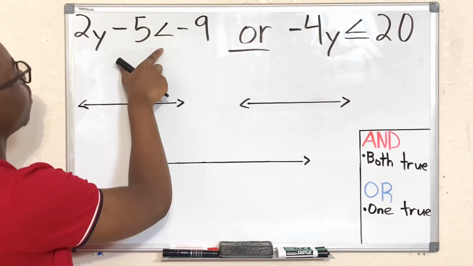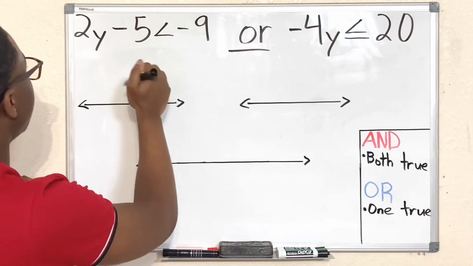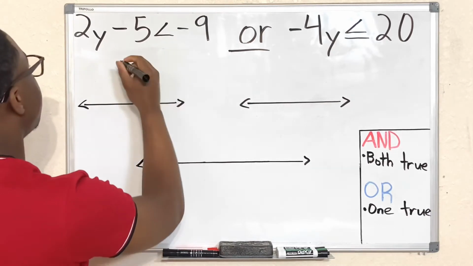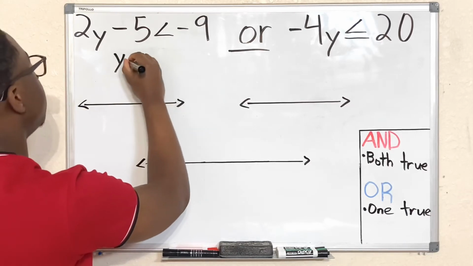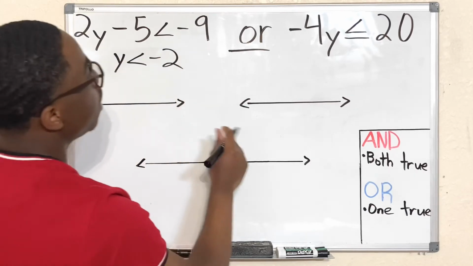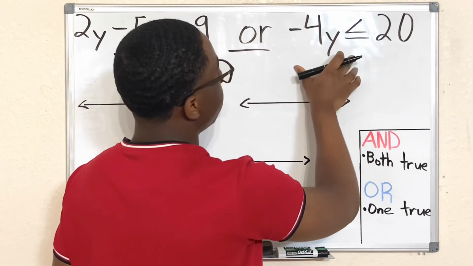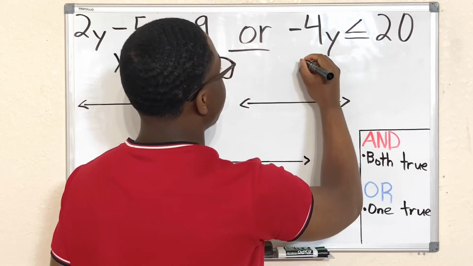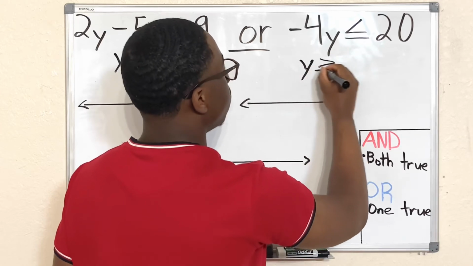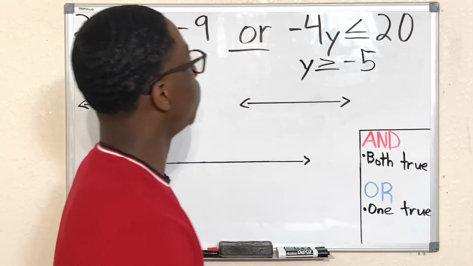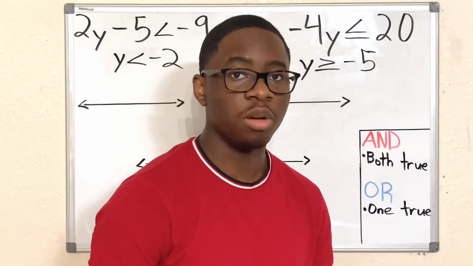All right, so first we're going to go ahead and solve this inequality. Plus 5 on both sides, we get 2y is less than -4. And that means that our y is going to be less than -2. Then we get -4y is less than or equal to 20. So we divide by -4 on both sides, and we get that y is greater than or equal to -5, because remember, we flip the sign whenever we divide or multiply by a negative number.